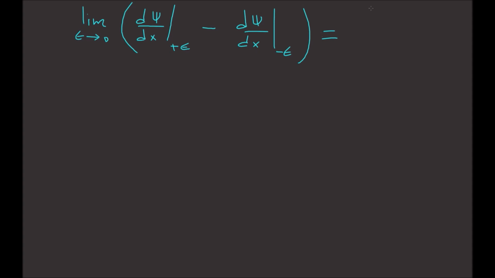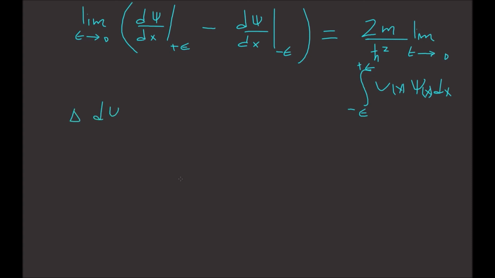This is equal to 2m divided by h bar squared times the limit as epsilon approaches 0 of the integral from minus epsilon to positive epsilon of V of x times psi of x dx. This left hand side, by definition, is delta d psi dx, right?